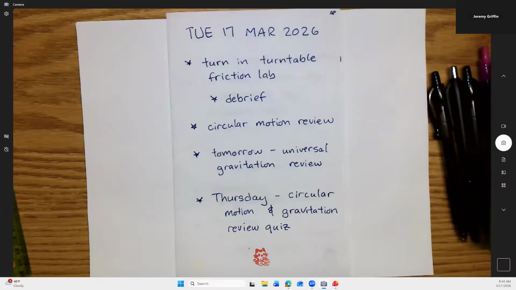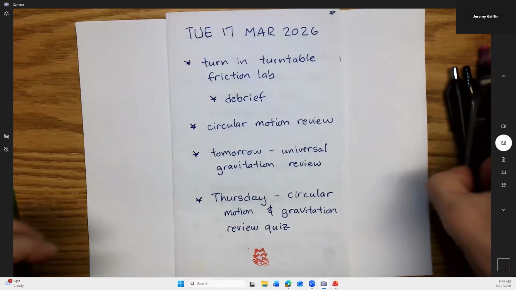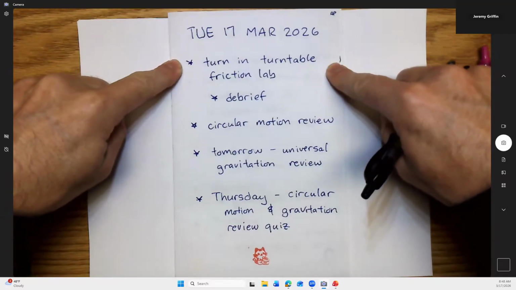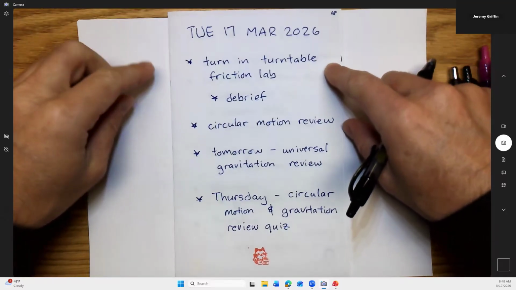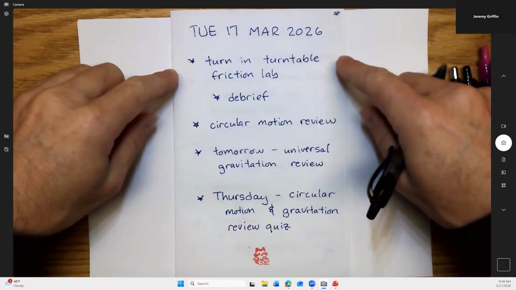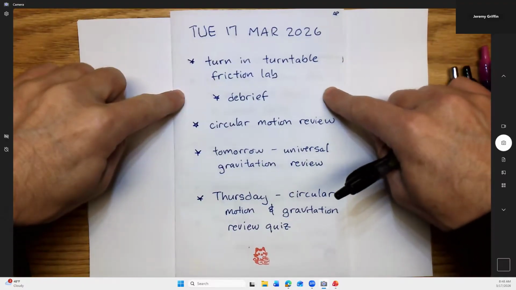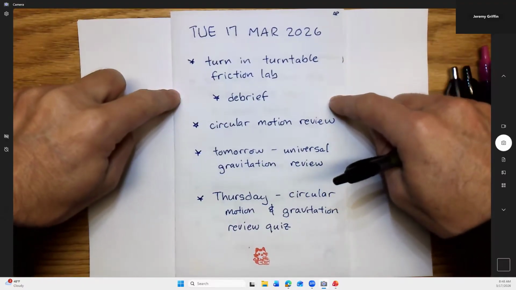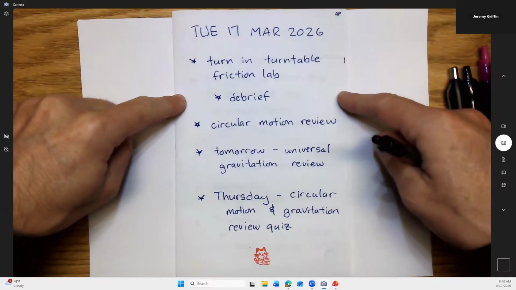Recording is rolling. It's Tuesday, March 17th. Yesterday, you got to do the Turntable Friction Lab. Some people turned it in today, but if you didn't, you can turn it in today, or else you can't turn it in. I do want to debrief that with you guys and show you what an ideal model would look like.